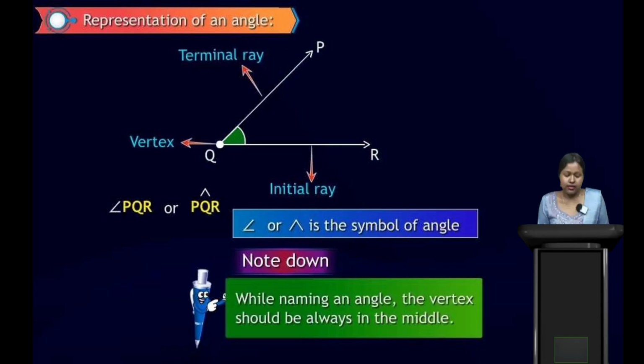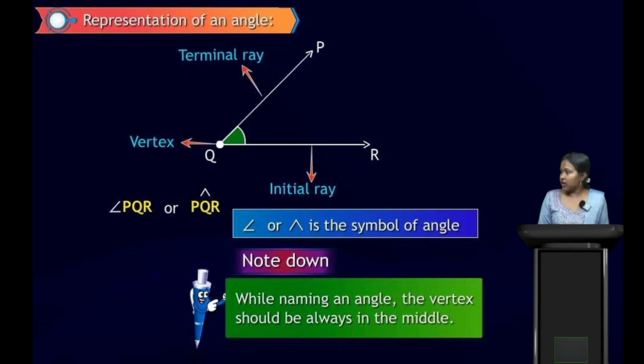So you can't call it angle QPR. Why, my dear students? Very good, because P is not the vertex. The vertex will always be in the middle. We can name it RQP or PQR. Why? Because Q is the vertex. So wherever the vertex is lying, you have to keep it in the middle of the angle. While naming an angle, the vertex should always be in the middle.